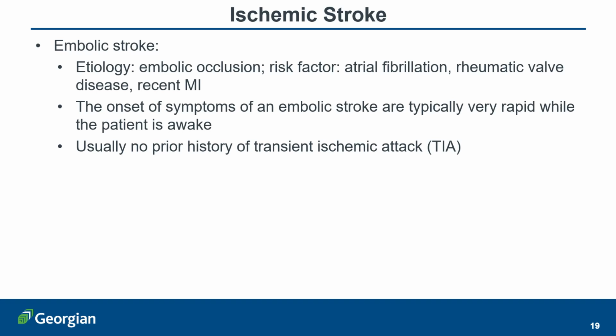The onset of symptoms for an embolic stroke is typically very rapid, as opposed to a thrombotic stroke that develops over hours to days, and the symptoms occur while the patient is typically awake. Usually there's no prior history of a transient ischemic attack, as opposed to most individuals with a thrombotic stroke, most likely, or at least a large number of them, who will have a prior history of TIAs.